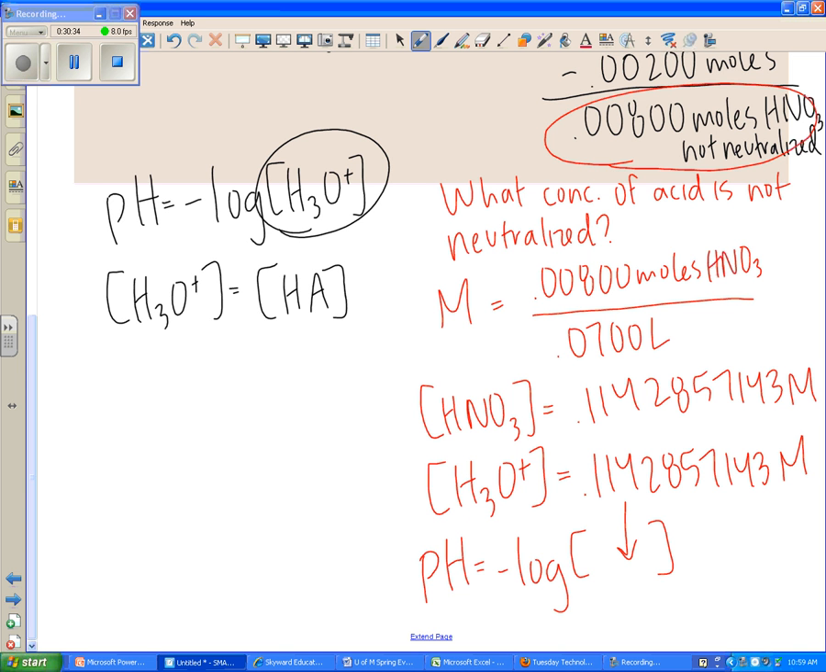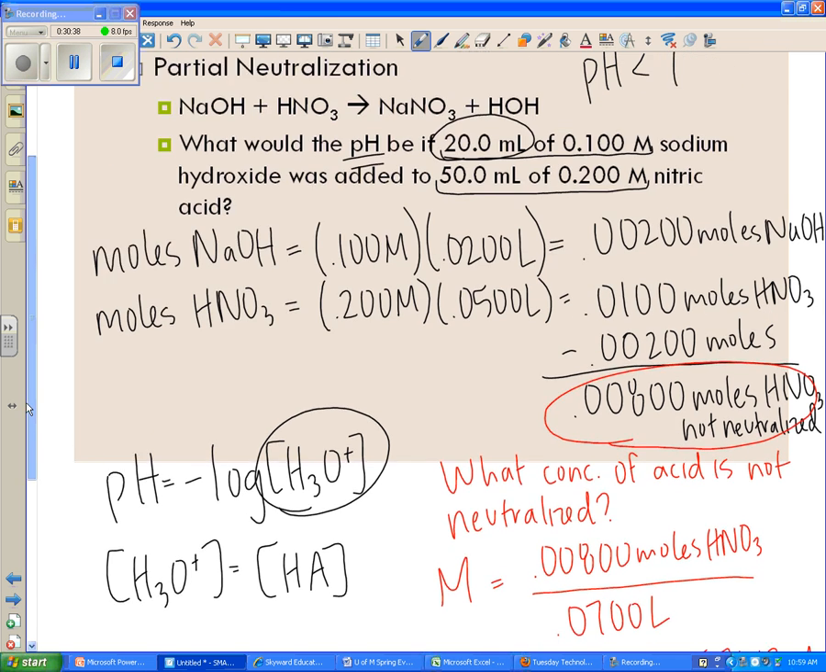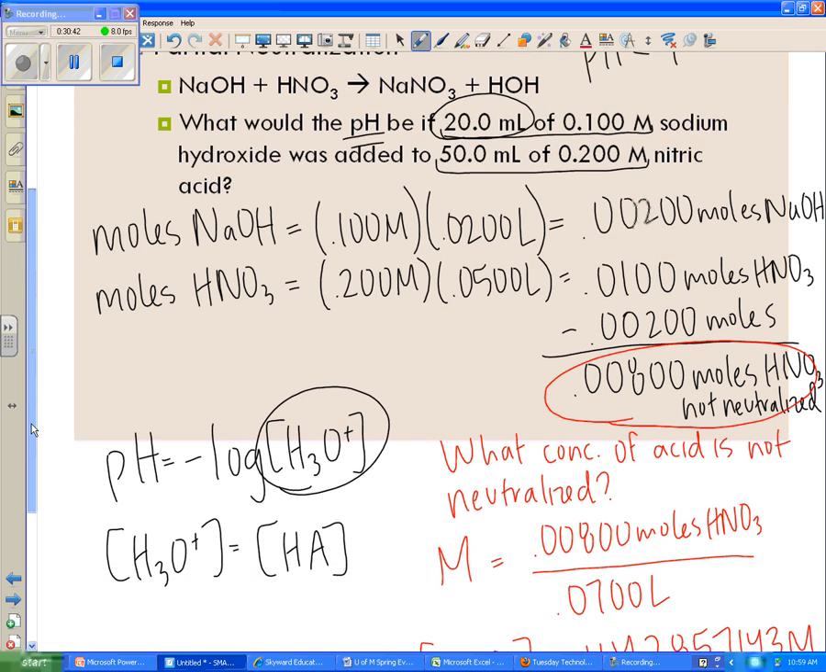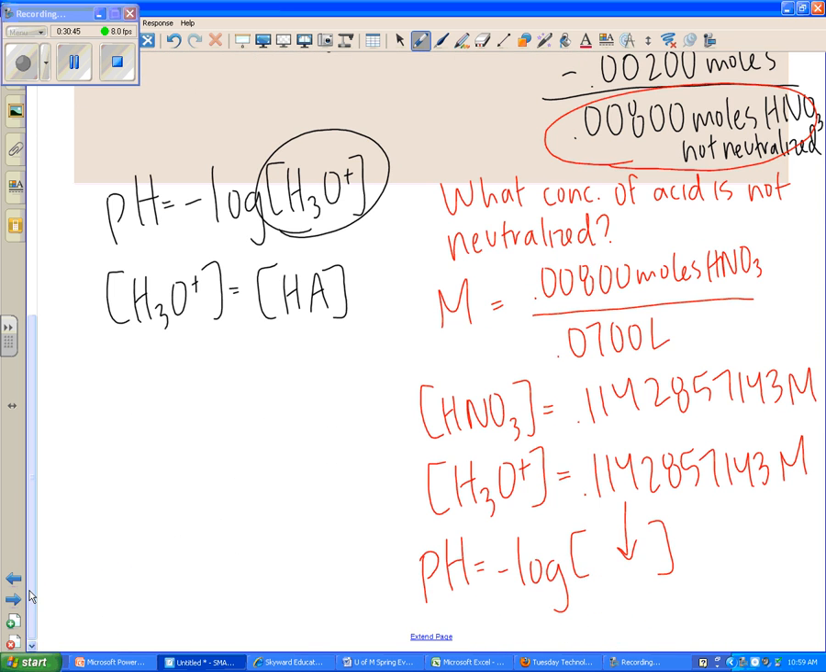Now looking at significant figures, if we look at the problem, we have three sig figs in each of our values, which means we should have how many decimal places in our pH? 3. With 3 decimal places, what is our pH calculated to be? 0.942. Very acidic. But that should make sense because we're 80 milliliters shy of reaching neutralization.